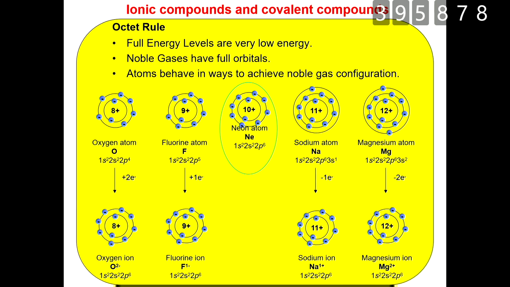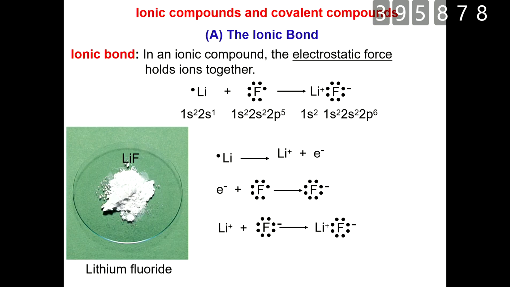Okay, so we can recover this is about the octet rule. Here we can see for nonmetals, basically they try to get electrons from metals. For metals, they basically tend to lose electrons. Okay, here we can use this way to describe the process of the reaction.